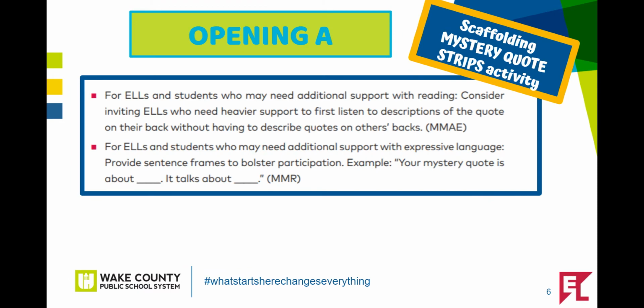For opening A, there are several ways you can scaffold it for students. Certain students can first listen to descriptions of the quote on their back without having to describe the quotes on others' backs. You provide sentence frames to bolster participation. For example, "Your mystery quote is about...", "It takes about...". Consider altering the activity so that one student wears a mystery quote and another student wears the matching description of the quote written on a separate strip. Students mix and mingle, reading quote and description strips until they find their match.